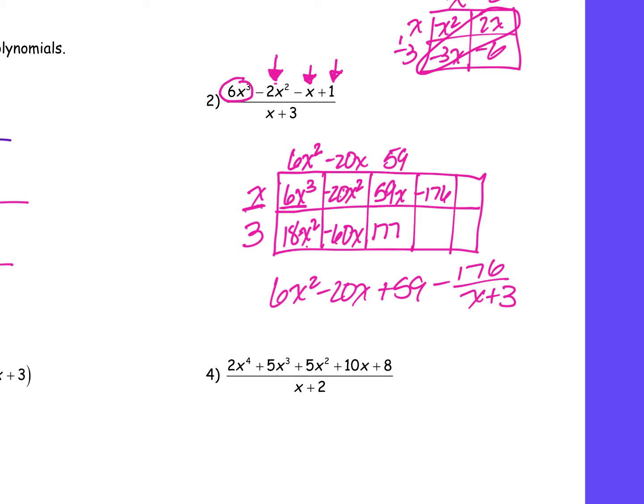Why is it 59 instead of 59x? What do I multiply x by to get 59x? Oh, I see. 59 times x gives me 59x. That's the same question she asked, but only with the x squared.